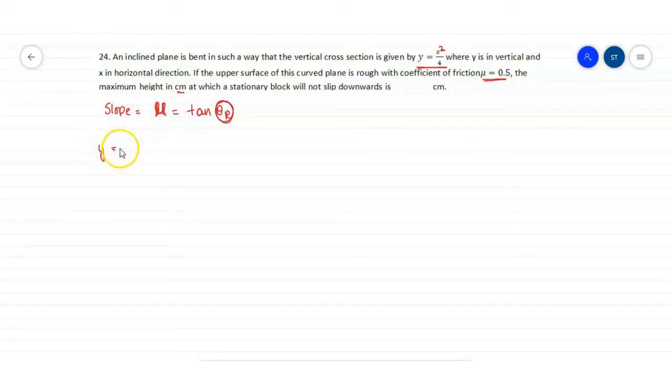We can say y is equal to x square by 4. Differentiating this, we can write dy by dx, which is slope, is equal to 2x upon 4. So this will be x by 2. Slope at any point is x by 2. If this is equal to mu, then x by 2 will be equal to 0.5. So from here we can write x is equal to 1 meter.